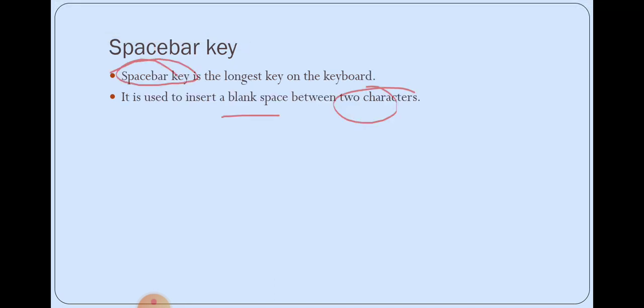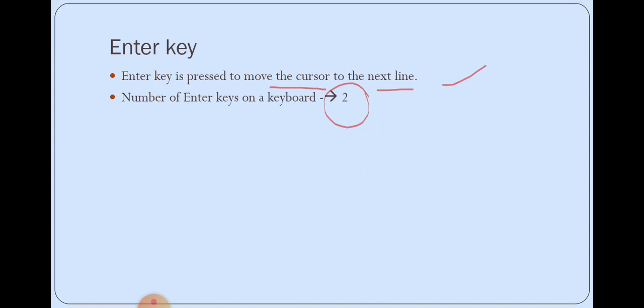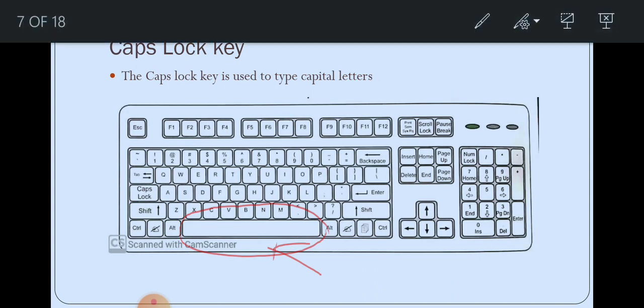Next I will discuss the enter key. What is the function of the enter key? Mainly it is pressed to move the cursor to the next line. How many enter keys are there on our keyboard? A total of 2 enter keys. Again, let me show you the position of the enter key in our diagram. Here this enter key is present, and an enter key is also present in this corner of the numeric keypad.